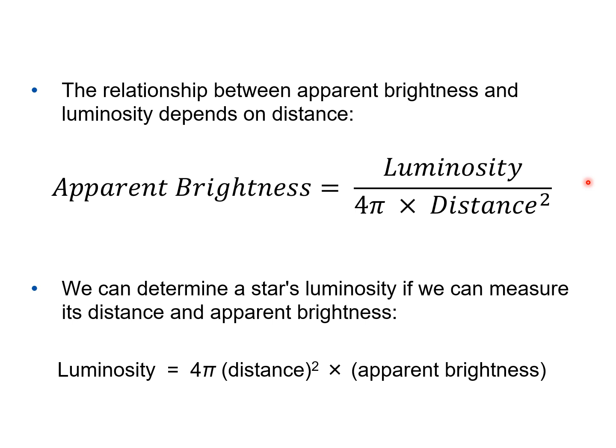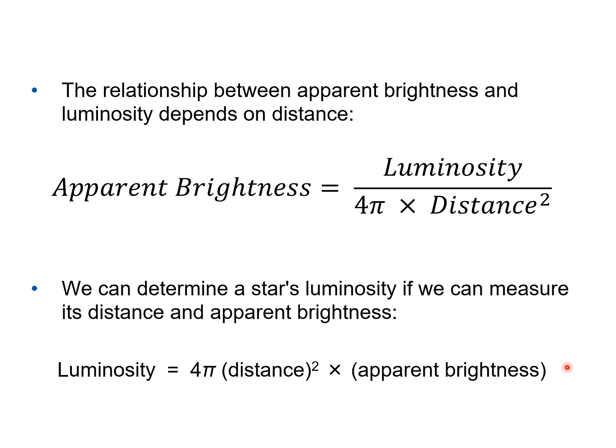Now with the luminosity in the numerator of this fraction, that means that the brighter the star is, the brighter it's going to look. But distance in the denominator means the farther away it is, the dimmer it's going to look. And distance squared just means that as distance increases, brightness is affected greatly. It goes down pretty quickly. We can determine a star's luminosity if we can measure its distance and apparent brightness. So doing some algebra to the equation in the middle, we get luminosity is 4 pi times distance squared times apparent brightness.